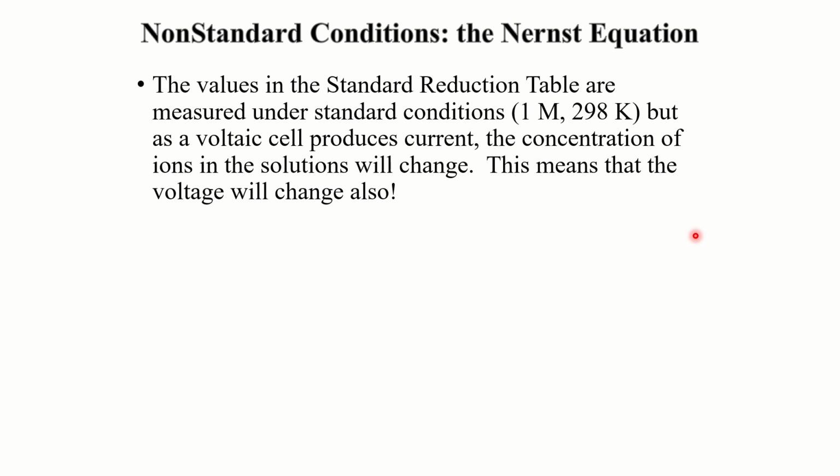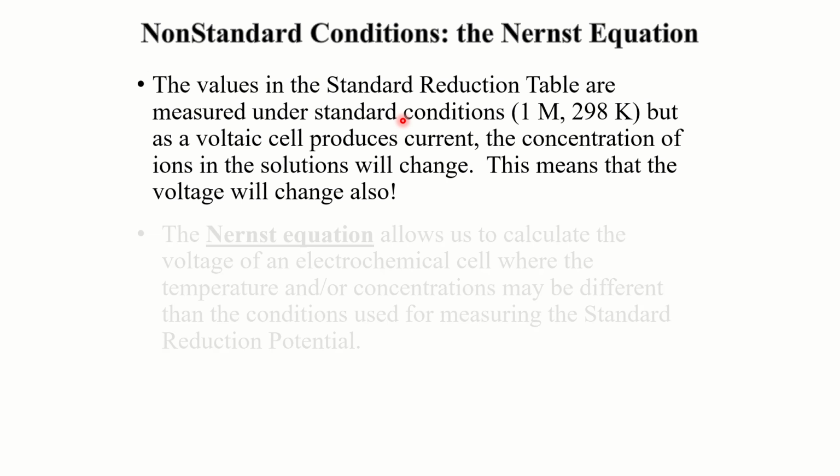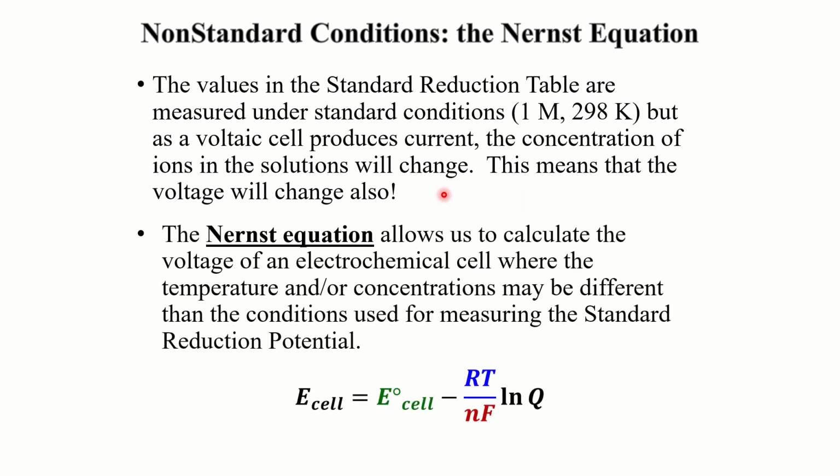Couple more notes here I want to talk about. Non-standard conditions. The values in the standard reduction table we looked at are measured under standard conditions. That's what that little degree symbol means. Standard conditions means concentrations of 1 molar and a temperature of 298 Kelvin. But as a voltaic cell produces current, the concentration of the ions in the solution will change, which means the voltage will change. So we can use an equation called the Nernst equation. This allows us to calculate the voltage of an electrochemical cell where the temperature and/or concentrations may be different than the conditions used for measuring standard reduction potential.